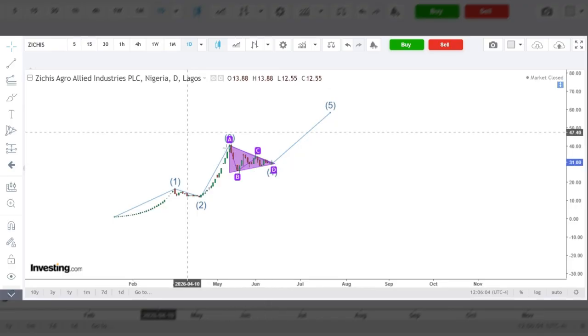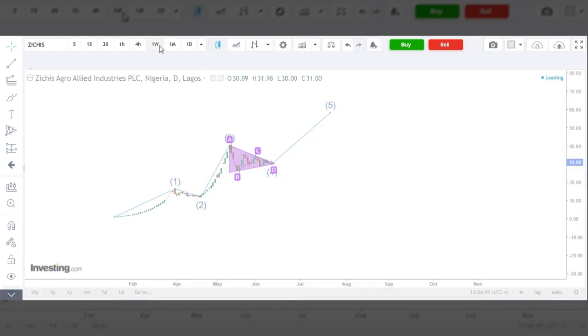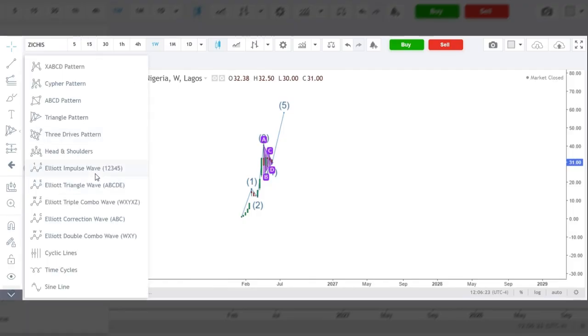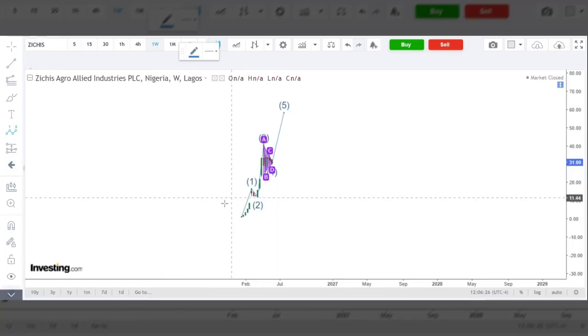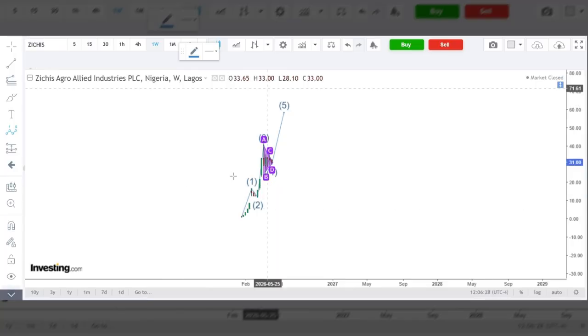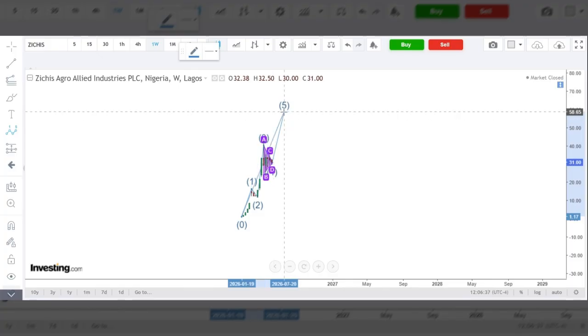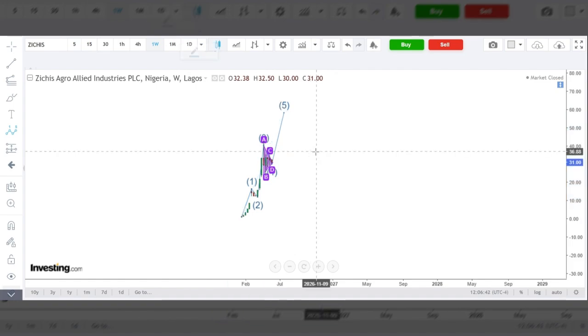So, let's check the weekly charts first. As you can see, on the weekly chart, this will be one wave, which means that let me bring out the Elliott wave tool on the weekly chart. If this is one wave, let me see. Okay, if this is one wave on the weekly chart, then God, I made a mistake.